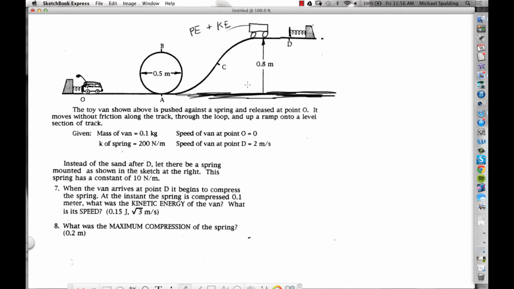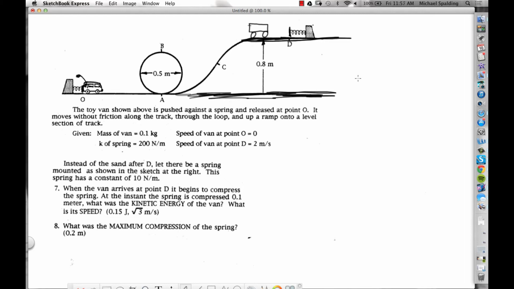But you know what I would do? I would just move the 0 point. For question 8 here, for 7 and 8, I would just put the 0 point up here, right? If we put the 0 point up here, then what type of energy do we not have? Potential. There'd be no potential, and we'd only have kinetic. Well, how much kinetic do we have before the van hits the spring? Can we figure that out?